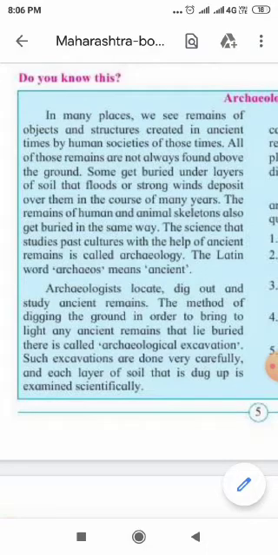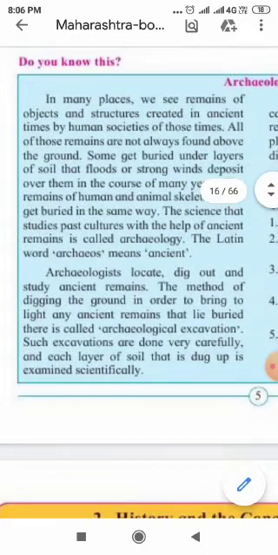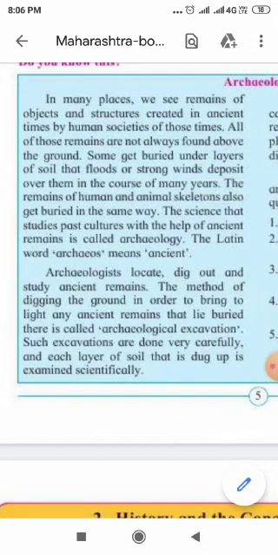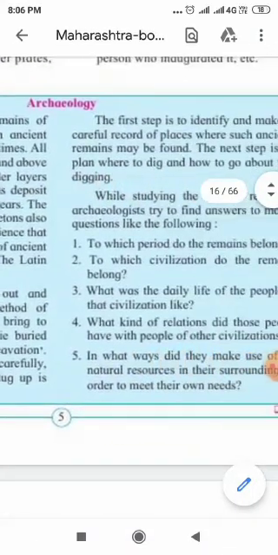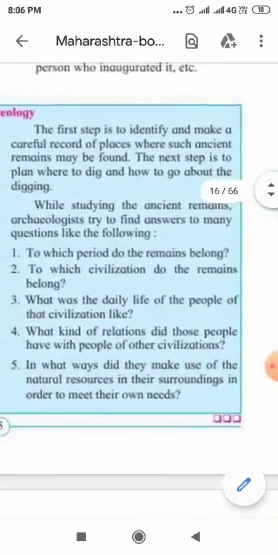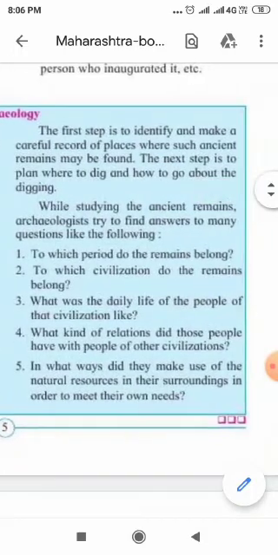Such excavations are done very carefully and each layer of soil is dug up and examined scientifically. It has to be done very carefully because the remains are buried under the soil, and during excavation or digging out they may get destroyed. So for that sake the archaeologists or excavation people have to be very careful so that they won't damage those sources of history.